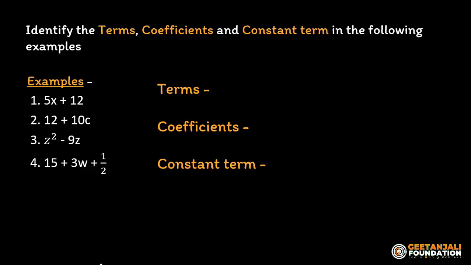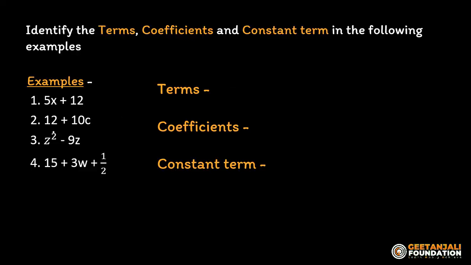So in the first example, we can see that this is a plus sign, and before this plus sign there is one term, and after this plus sign there is a constant. So terms here are, first term is 5x and the second term is 12. Now coefficients. For x, you can see the coefficient of x is 5. This is the variable x and its coefficient is 5. Therefore coefficient of x is equal to 5. Now constant term is that term where you don't have any variable. Here this 12, along with this there is no variable, so this is your constant term.